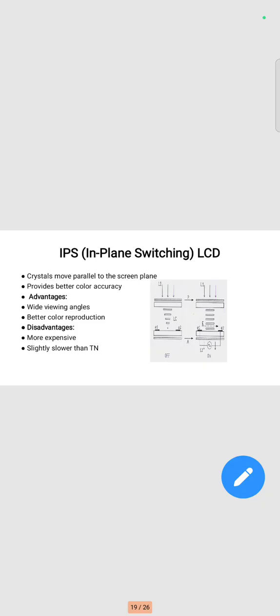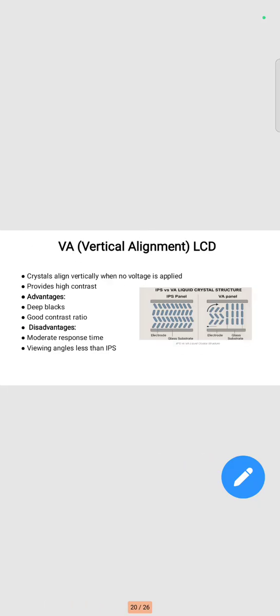Okay, then the next one, VA LCD. What is VA? That is vertical alignment, right? In this VA LCD, here also see the diagram. This is the diagrammatic representation of VA LCD. Here the crystals align vertically when no voltage is applied. If you do not apply any voltage, the crystals align vertically. It provides high contrast. The advantages are deep blacks and a good contrast ratio, but the disadvantages are moderate response time and viewing angles less than IPS.